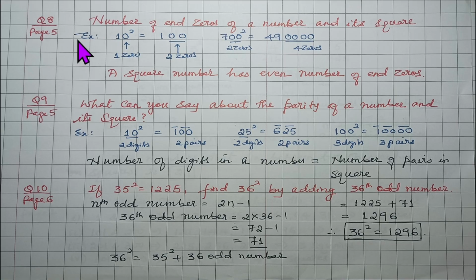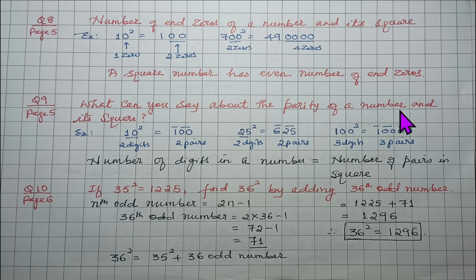Now question number 8, page number 5. Number of end zeros of a number and its square. If you take the number 10, the square of 10 is 100, so 1 zero becomes 2 zeros. 700 square is 49 followed by 4 zeros, therefore 2 zeros become 4 zeros. Therefore remember, a square number has an even number of end zeros: 2 zeros, 4 zeros, 6 zeros, and so on.